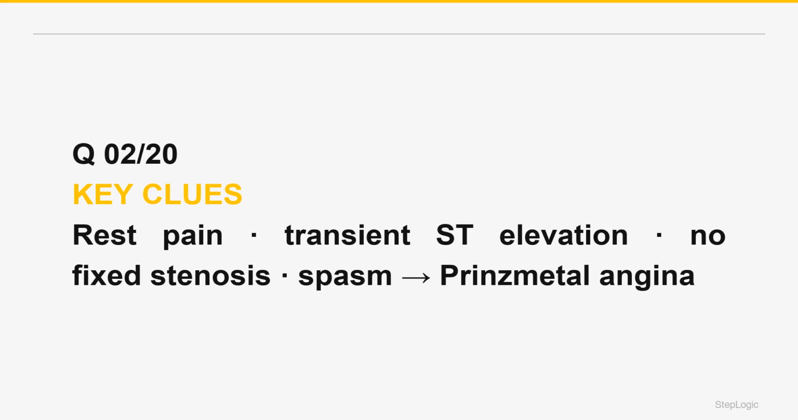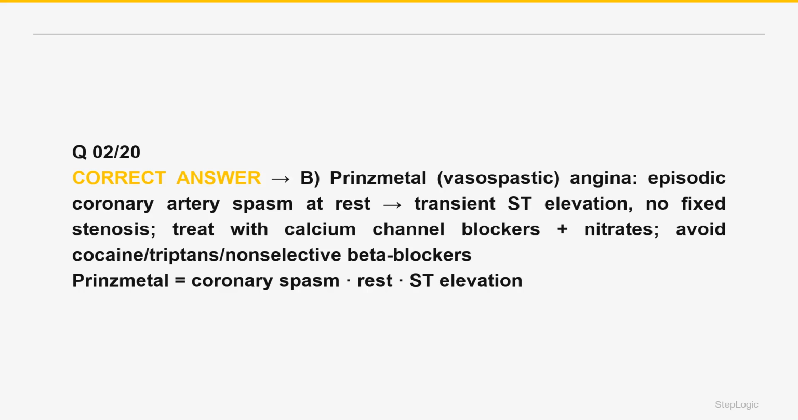The mechanism is transient coronary artery vasospasm. The smooth muscle of an epicardial coronary artery constricts, causing reversible transmural ischemia. Without a fixed atherosclerotic stenosis, angiography may be normal. Because the ischemia is transmural, the ECG shows transient ST segment elevation during the episode, which resolves as the spasm relaxes. The correct answer is B.